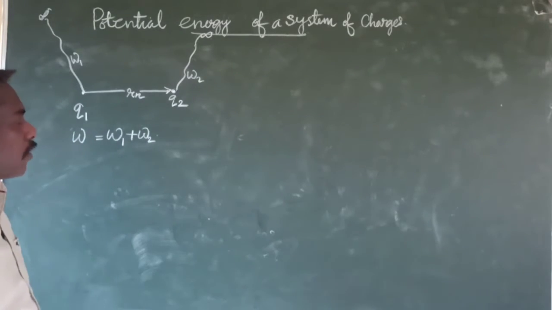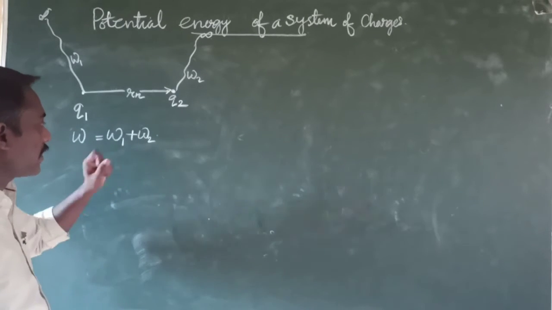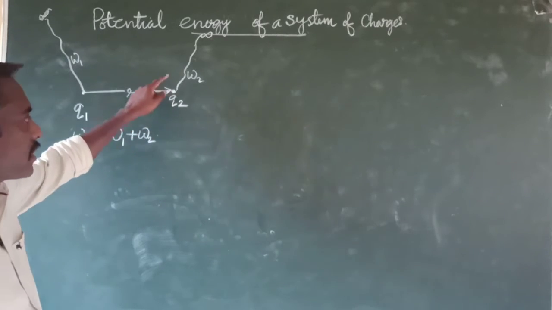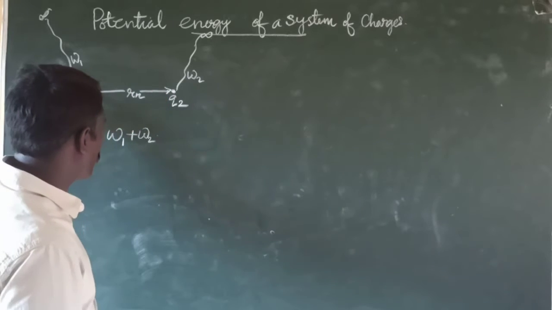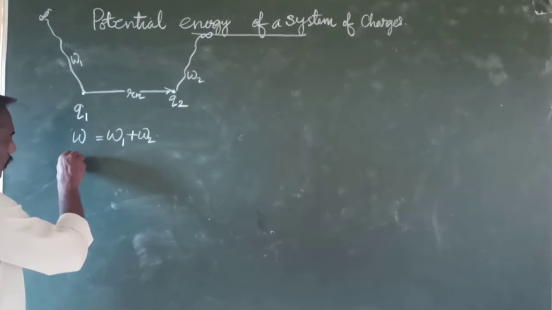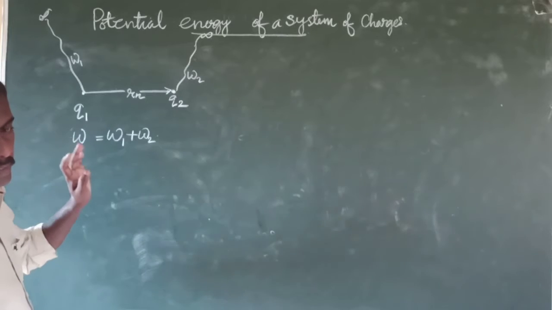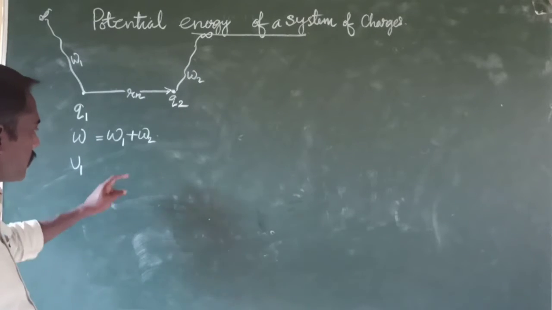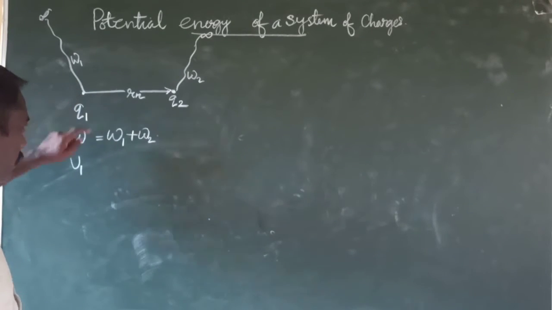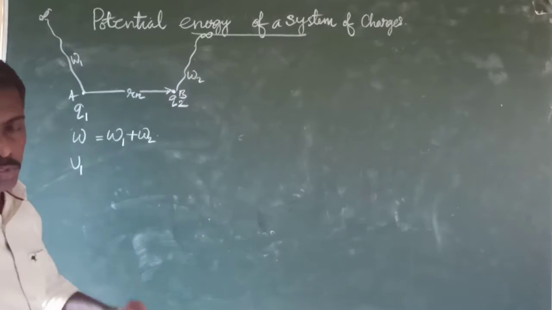Then how can we calculate W1 and W2, the work done here? In order to find this work done, first we need to calculate the potential of the charges Q1 and Q2 respectively. As we know, the work done for bringing the charge Q1 to the current position, let's say the points are A and B, to the point A, W1 is equal to 0.